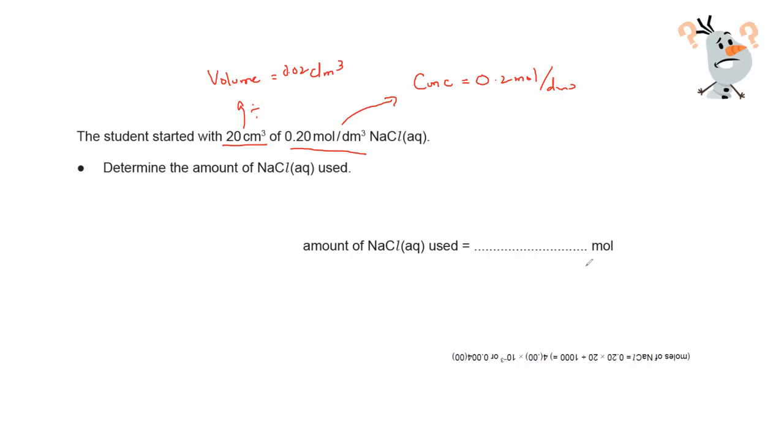Now we need the moles. So we have the formula: moles equal concentration multiplied by volume. In dm cube, the concentration of the solution is 0.2 and the volume is 0.02. So when you multiply, it will be 0.004. Is it clear? This question, how we got the moles from concentration and volume?